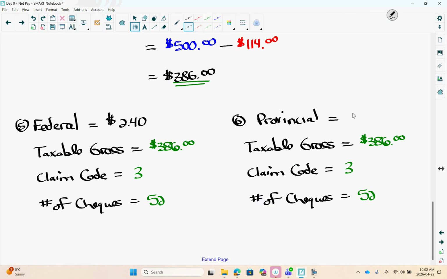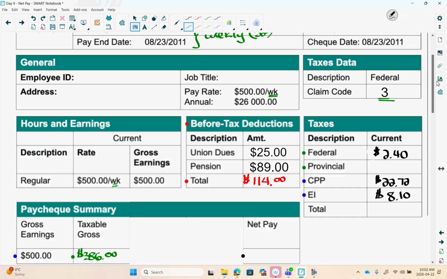So in order to figure out the federal and provincial tax deductions, look to the PDF files that are in Teams. So you'll need your device in order to do this. $9.30 goes here. I want to know the total, and they call this box taxes. It's federal and provincial taxes, CPP and EI. They're all deductions. They're all coming off your gross pay. So I'm going 2.40 plus 9.30 plus 22.72 plus $8.10. $42.52 for the total.